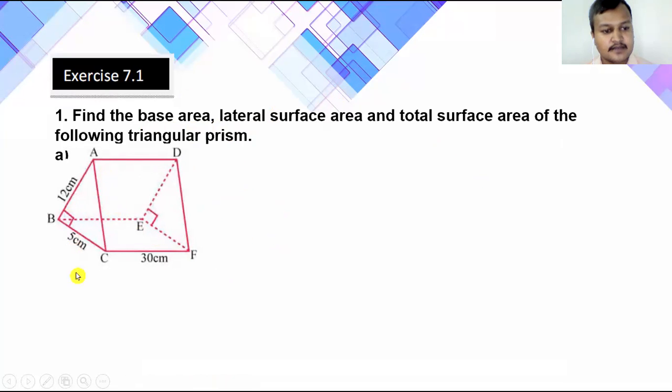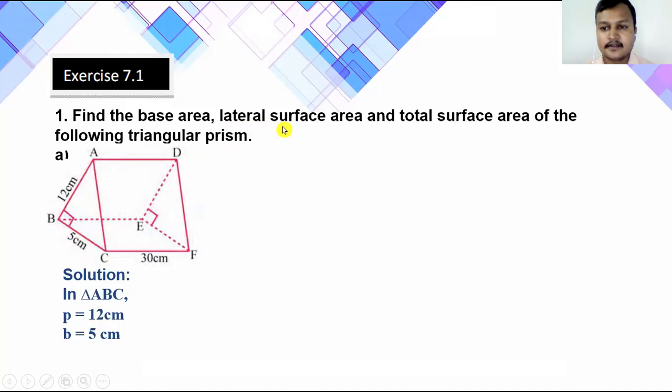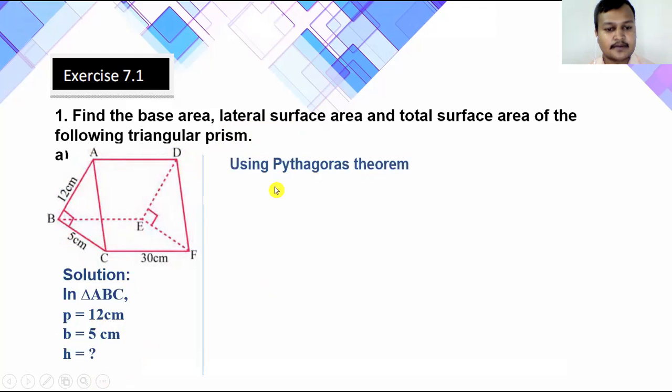So look at this prism in which there is triangle ABC, DEF also, and height of this prism is 30 centimeter. Perpendicular and base for the right angle triangle are 12 centimeter and 5 centimeter. Same thing we have to write here: perpendicular is 12 centimeter, base is 5 centimeter. Hypotenuse AC is not given. We need all 3 sides to find out the lateral surface area, because lateral surface area is equal to perimeter into height. So to find out the perimeter, all 3 sides are needed. For that, use Pythagoras theorem and find out the hypotenuse.